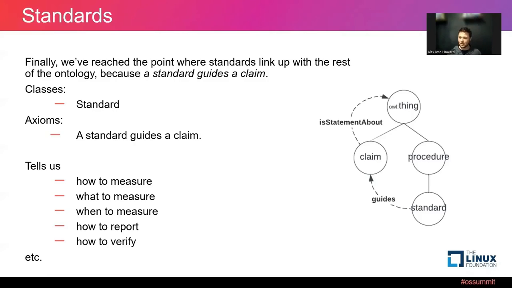In the context of impact accounting, that will be making a claim about one's carbon footprint or water footprint, whatever that case may be. But standards do not only guide the procedure or the action of making a claim, but also the structure of the claim itself. So therefore, we add the standard class as a subclass to the procedure in our ontology, and we add the axiom that a standard guides a claim, apart from the fact that as a subclass of procedure, it also guides the action of making a claim.